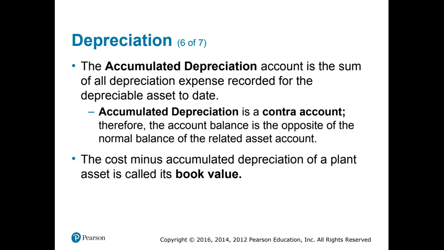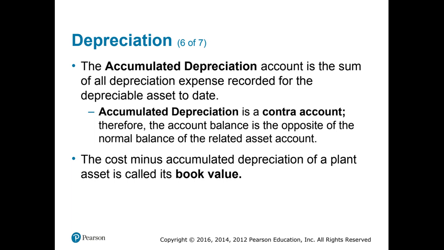The accumulated depreciation account is the sum of all depreciation expense recorded for the depreciable asset to date. So this is all of the depreciation that we've recorded on the furniture up to now. Accumulated depreciation is a contra account. Therefore, the account balance is the opposite of the normal balance of the related asset.